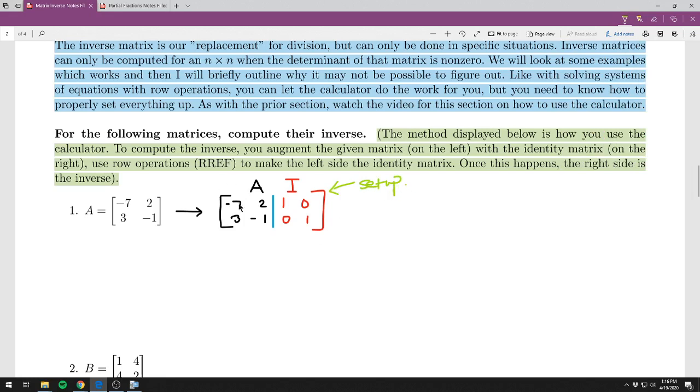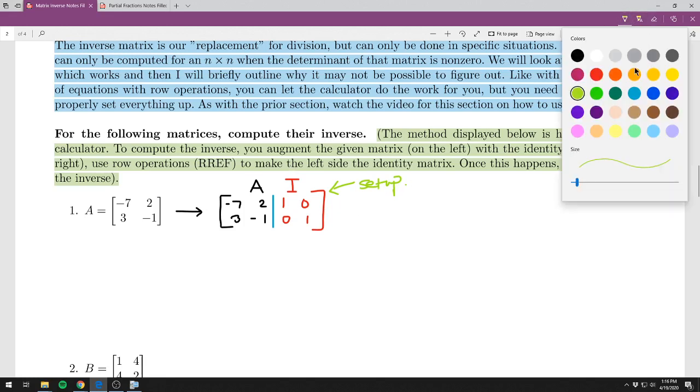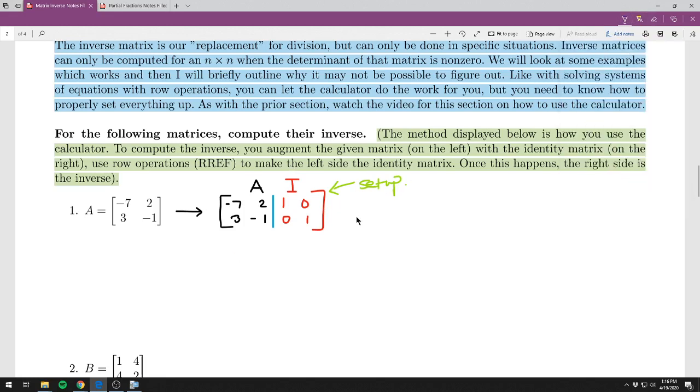If you do not do this step, then you can't plug the correct thing into the calculator, and therefore it won't be able to do the inverse. Right, so what happens here, once we set it up, the goal, what's going to happen is if we go through and row reduce on our calculator, I'm going to go ahead and do that.